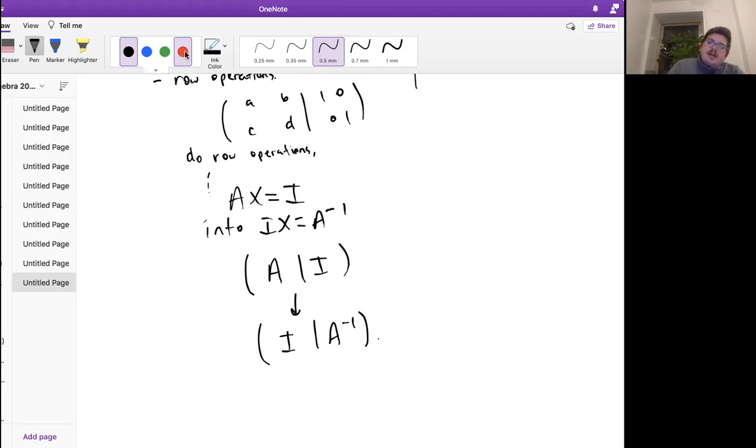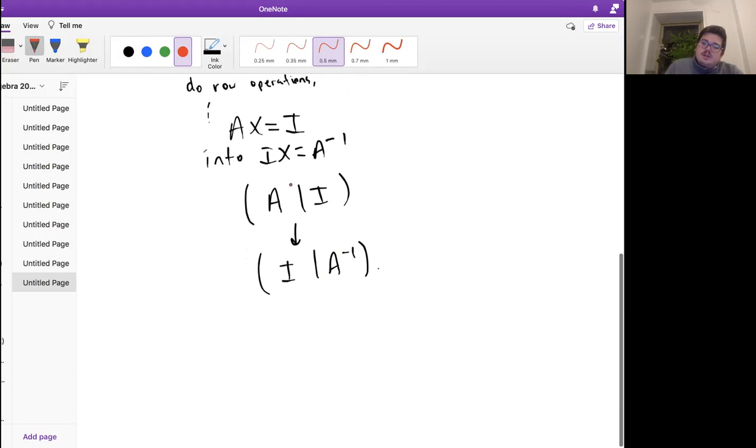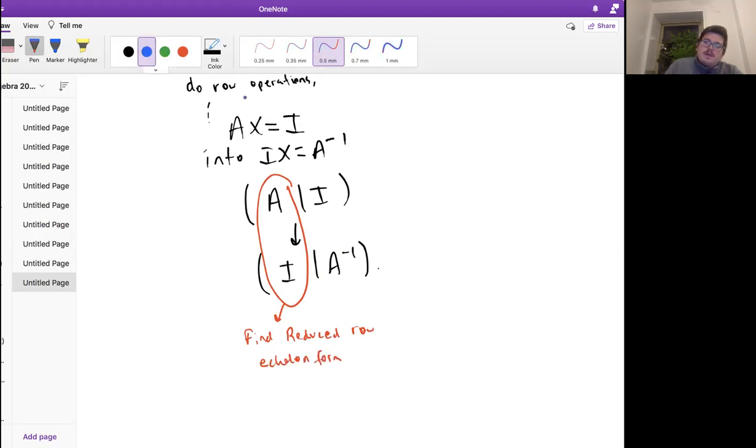Something we talked about last time is that finding the inverse is equivalent to doing row operations. So how do you solve for A inverse? You find reduced row echelon form, and at the same time, you are keeping track of the elementary row operations.